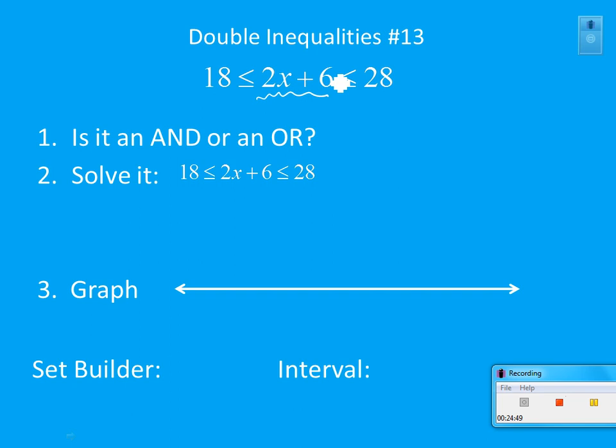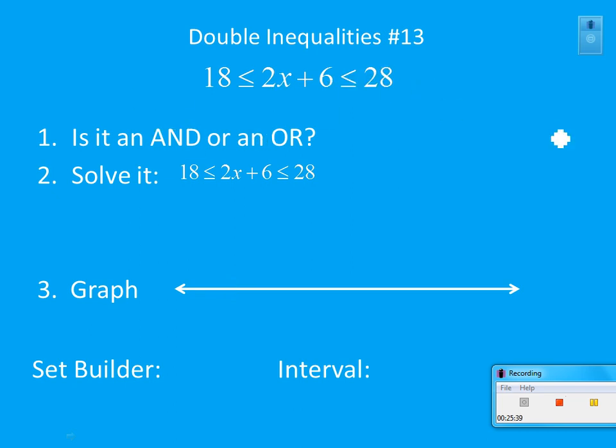My first question to you, is it an and or an or statement? Whenever you see something written like this, it's an and statement. And here's how come. It says two different things. Let me scribble this out since I can erase it. Well, here's what this part says. 2x plus 6 is less than or equal to 28. And, let me scribble that part out now and get rid of this part. And 2x plus 6 is greater than or equal to 18. So that's what it means.